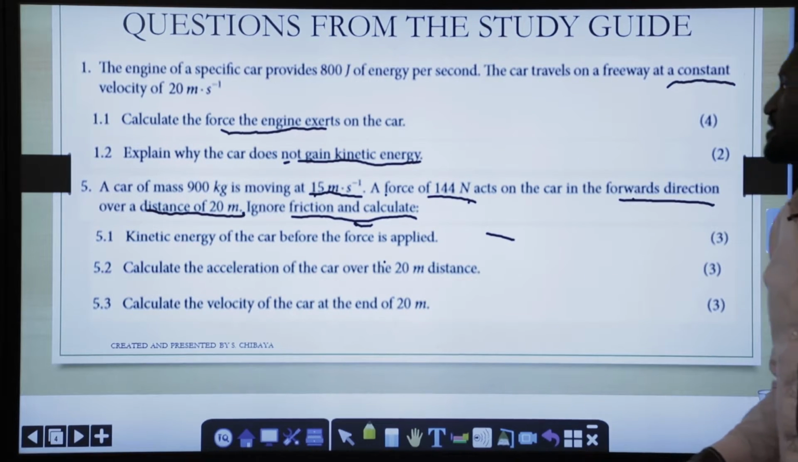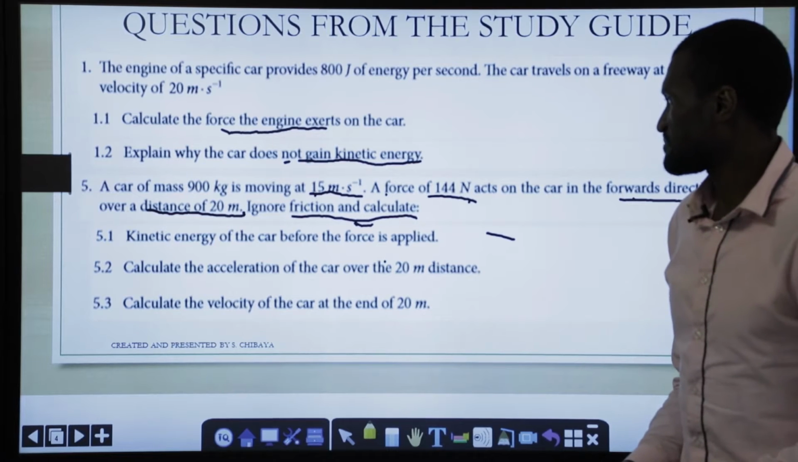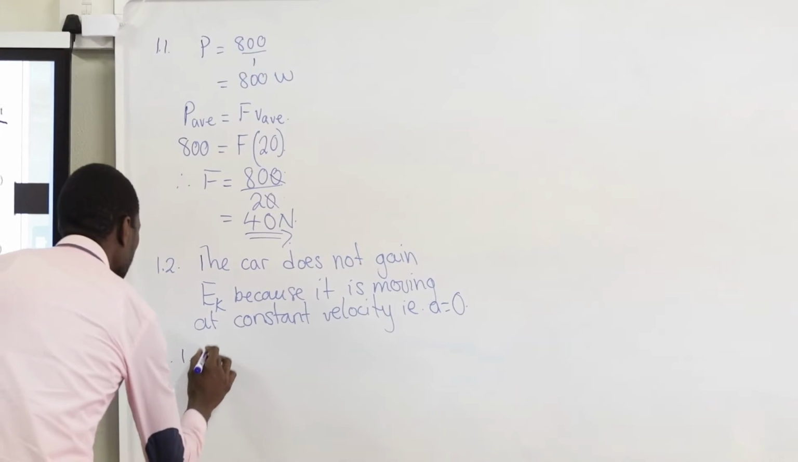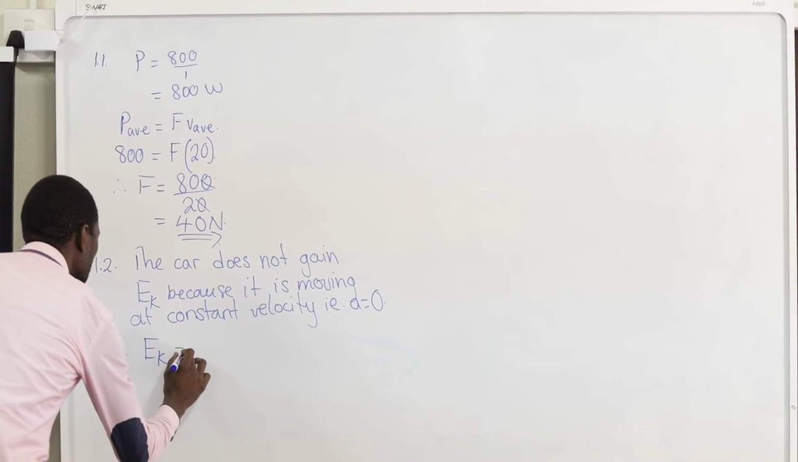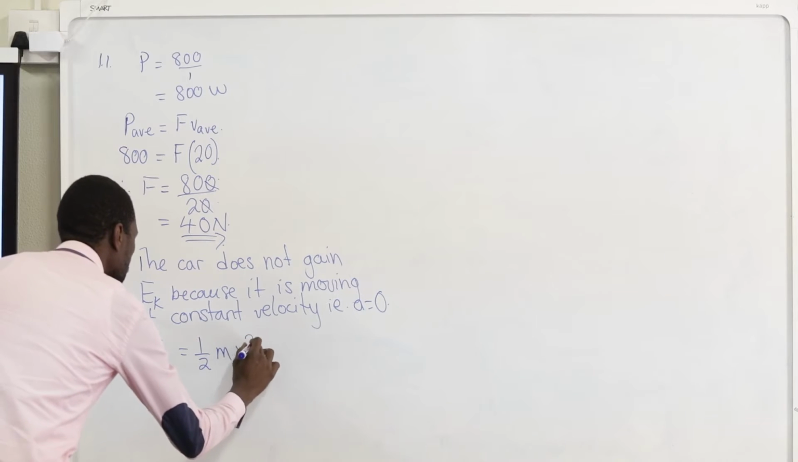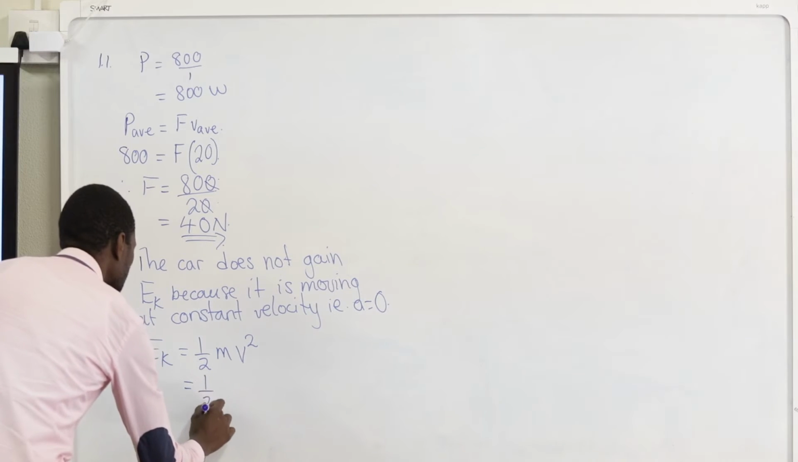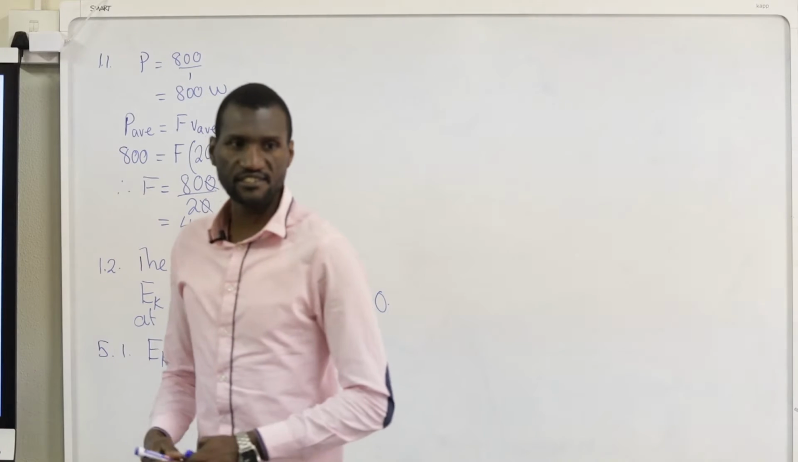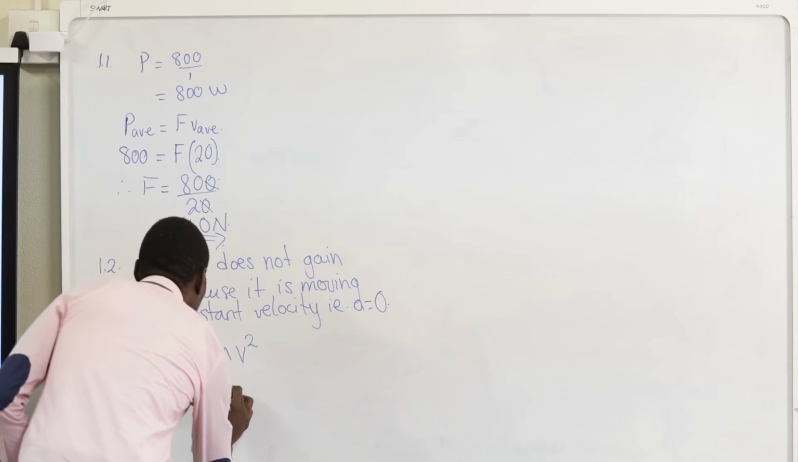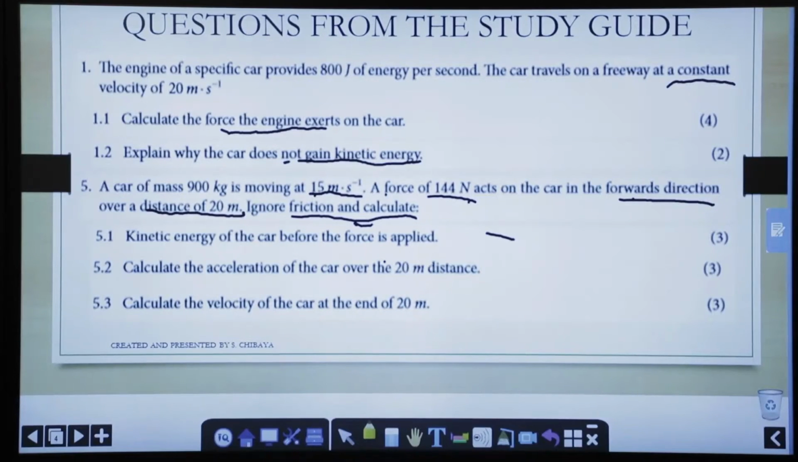Now ignore the effects of friction. Kinetic energy, as we know, is calculated by EK is equal to half of mass multiplied by velocity squared, right? Do we know the mass of this particular vehicle? Yes, we do. It's in kilograms. We don't need to change it. 900 multiplied by its velocity, which is 15, all raised to the power of 2.